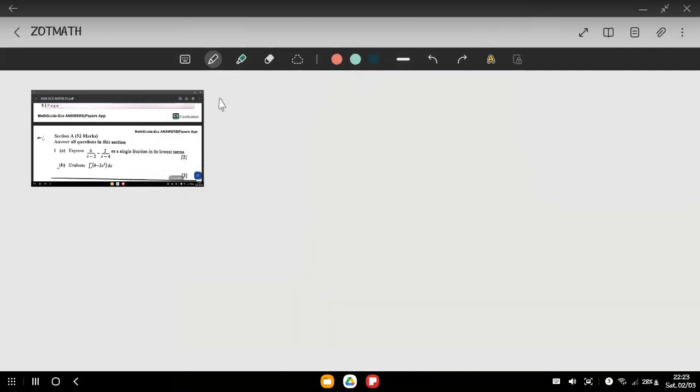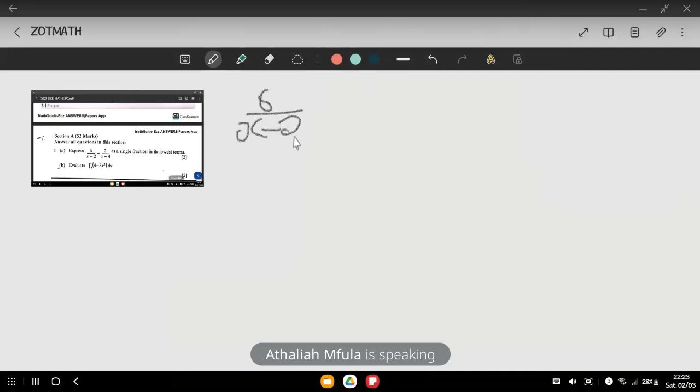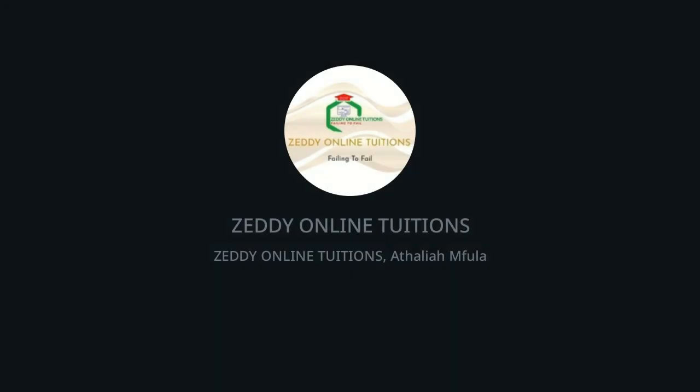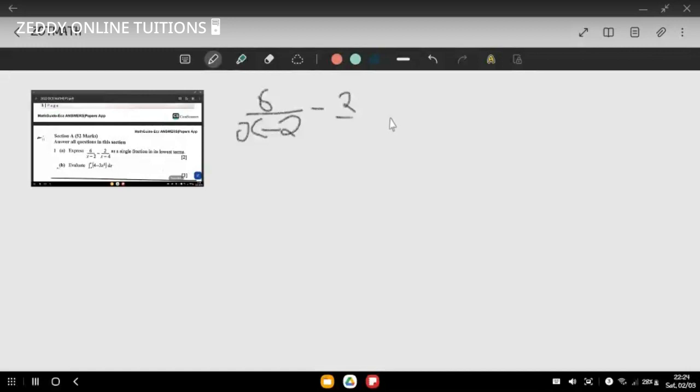Okay. So what we are going to do is that we are going to rewrite this one. So let's rewrite it. So we have 6 over x minus 2, then here we have minus 2 over x minus 4. Okay, so now they want us to express this as a single fraction in its lowest terms.